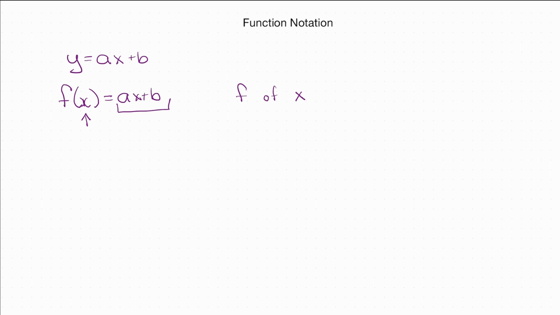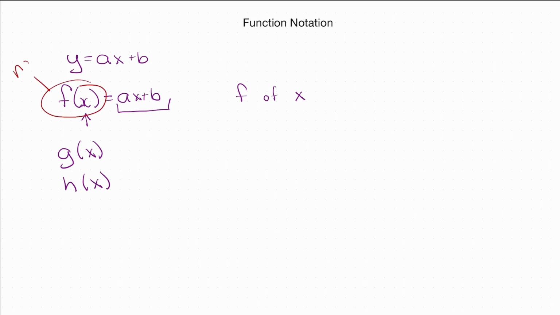Now, it's not always going to be an f. F is just generally what's used. You can also see something like g of x or h of x. Those are generally the ones that are used most often, but you can use any letter that you want. So f of x is called the name of the function.